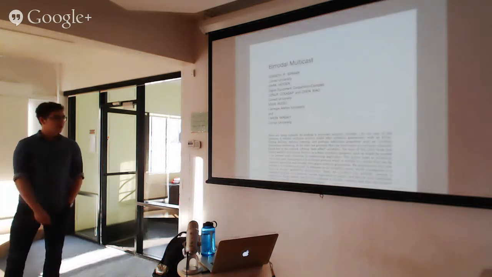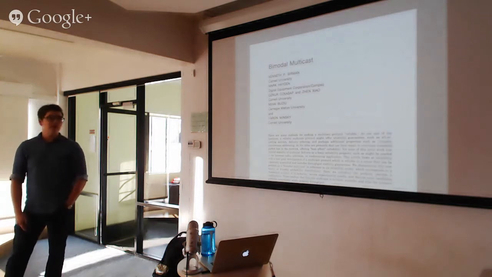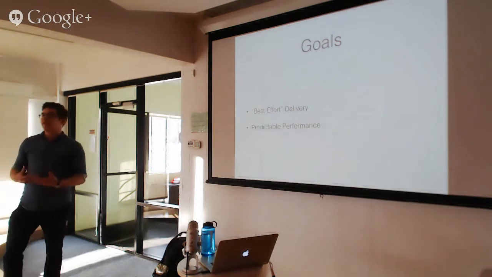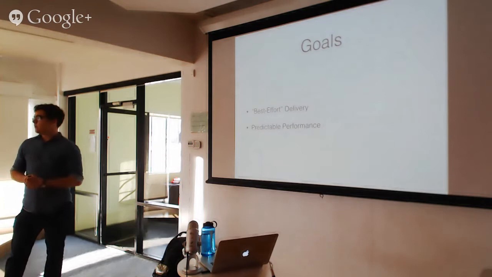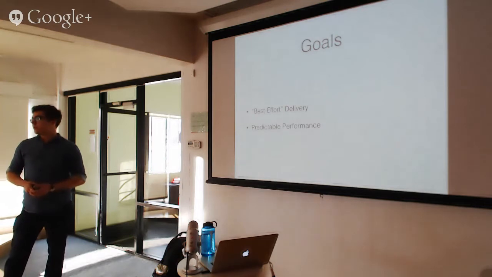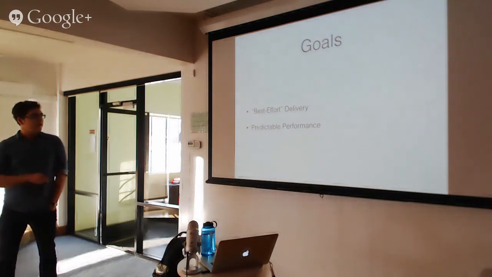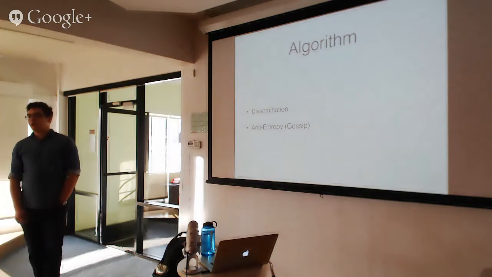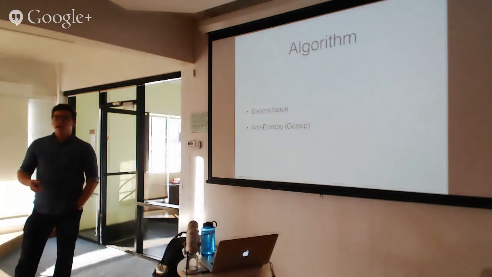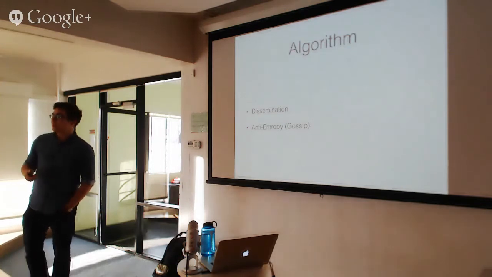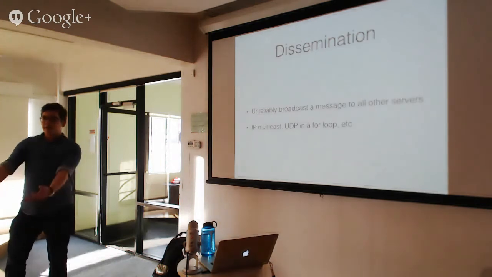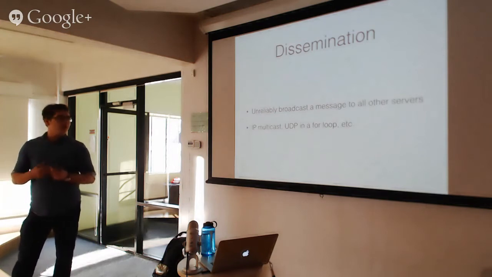So now let's talk about bimodal multicast, which is one of these best effort algorithms. So bimodal multicast has two goals. The first goal is this sort of best effort delivery. It wants to deliver a message to all servers with some high probability. And the second goal is we want some sort of predictable performance. And I'll talk a little bit about what that means later. So here's the general algorithm for bimodal multicast. It's split up into two phases. There's a dissemination phase where we try and get the message everywhere. And there's an anti-entropy phase where we deal with the cases where it didn't get everywhere. So first, the dissemination phase. This happens immediately after we receive a message from one of our customers.